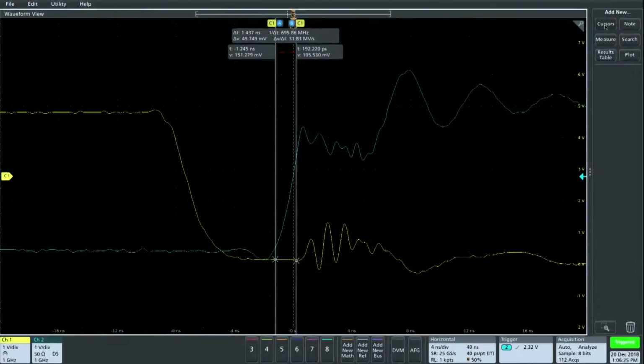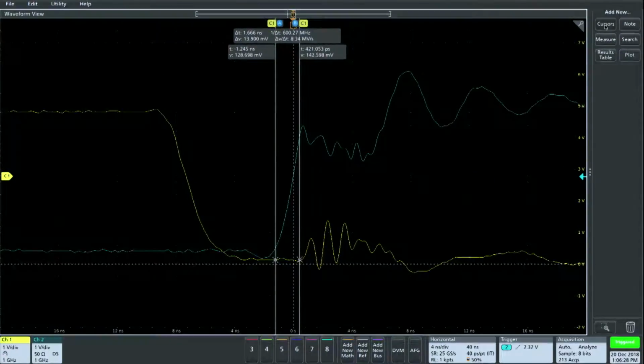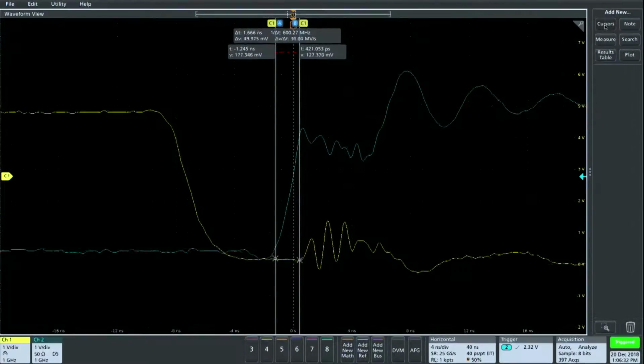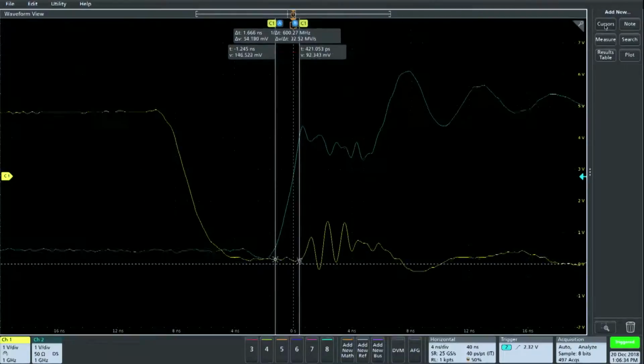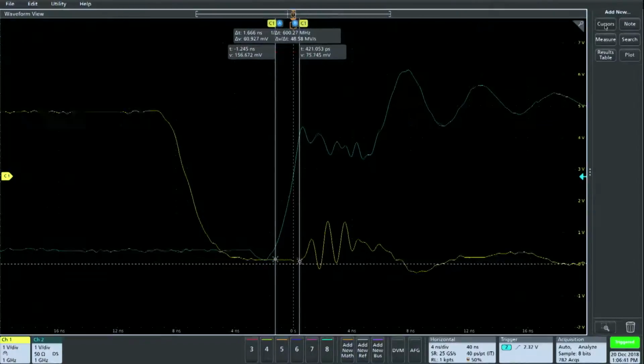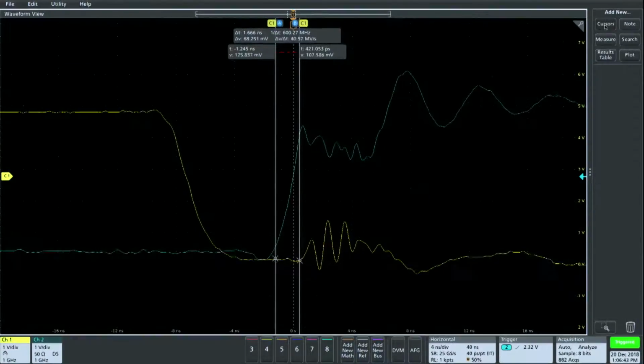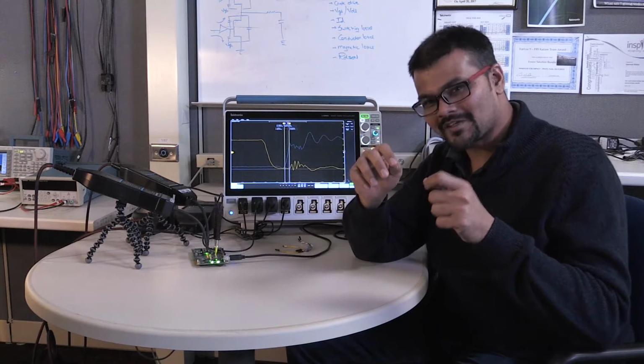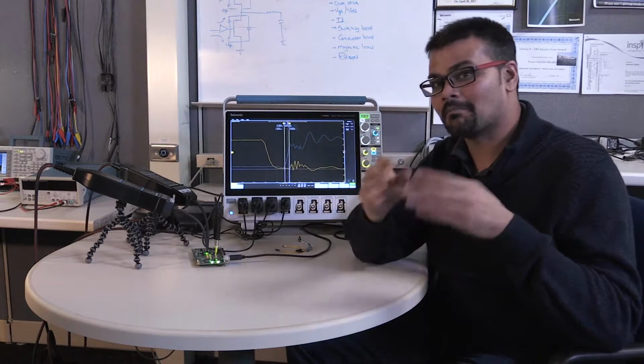All right, so now take a look at this. Take a look at the delta right here. It says 1.6 nanoseconds, right? So if you had to actually see the Miller plateau and all this ringing that's happening on the Miller plateau and the way it's charging up, turning on the FET, you really need to see 1.6 nanoseconds, right? And that's where the bandwidth comes in, right?